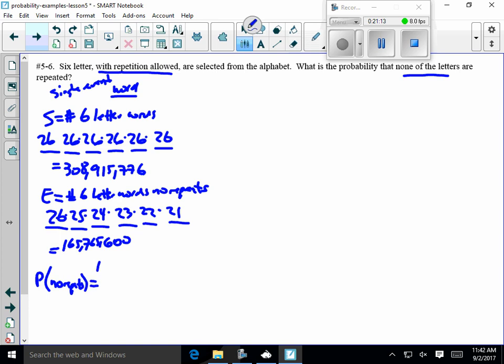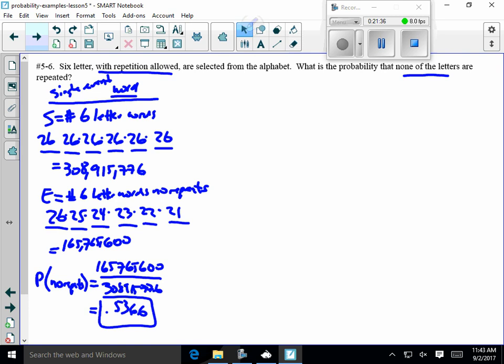And so the probability of having no repeats would be the 165,765,600 number on the top divided by the 308,915,776 number on the bottom, which turns out to be 0.5366. So if you randomly pick 6-letter words, a little over half of them would have no repeats. So that's if we solve the problem by focusing on the word as a total. That makes it a single event.